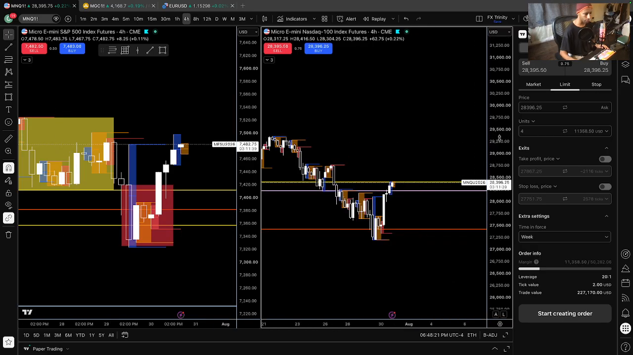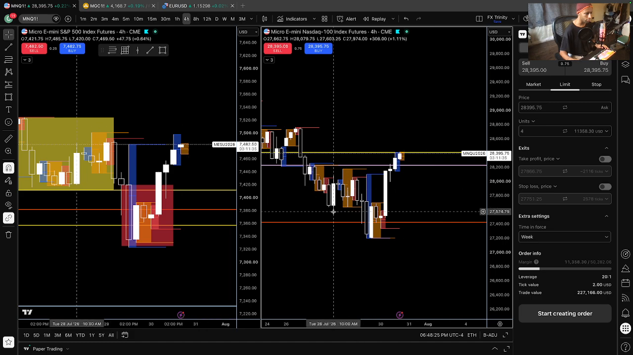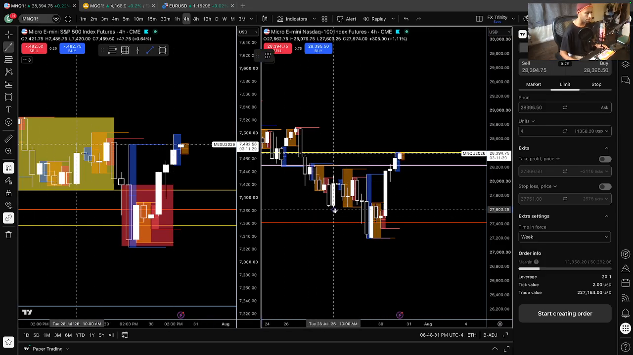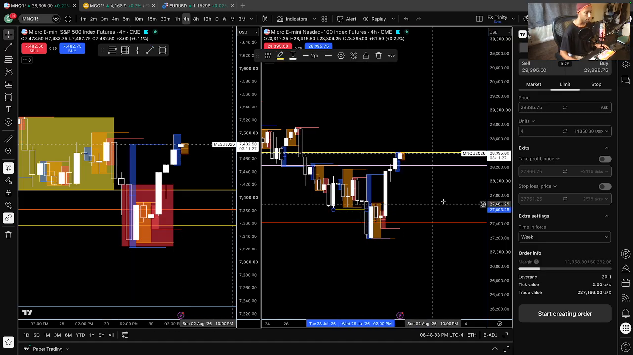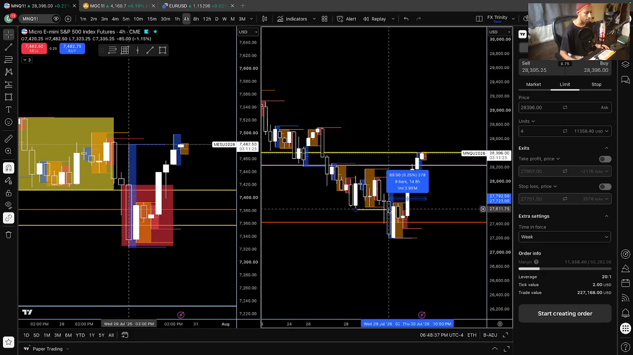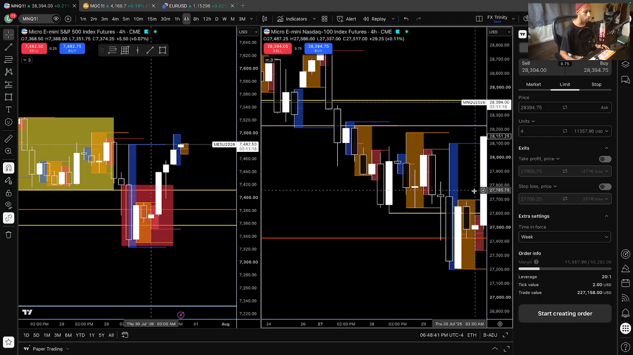Same over here, we took out some relatively equal lows. We got a low right here, a low right here, so we got some stacked relative equal lows that got swept over here as well. So yeah, we swept those. And then let's just peep the overall order flow.